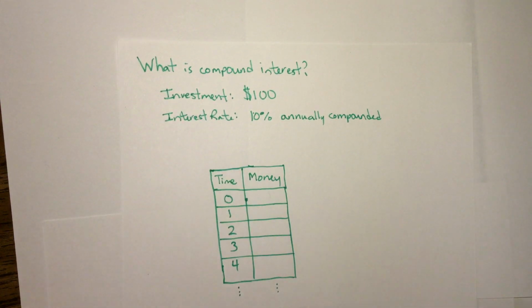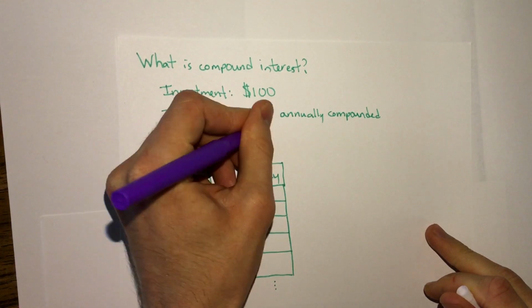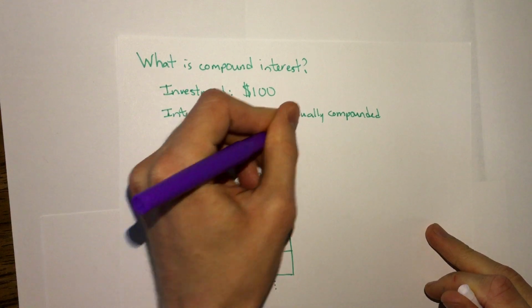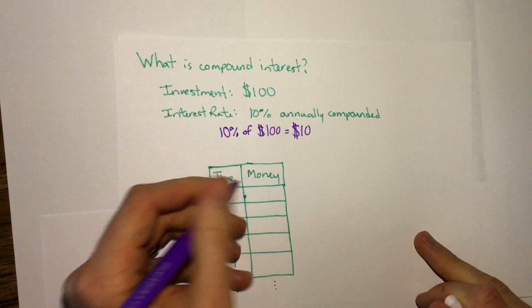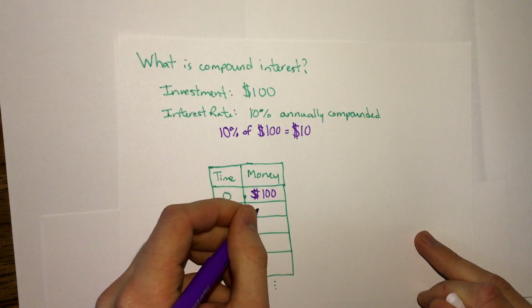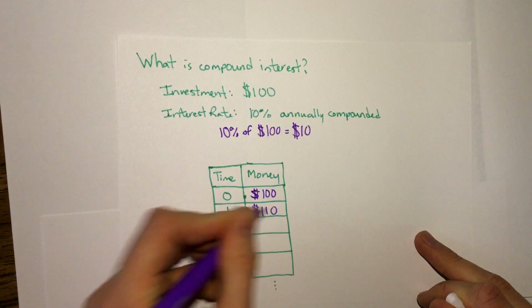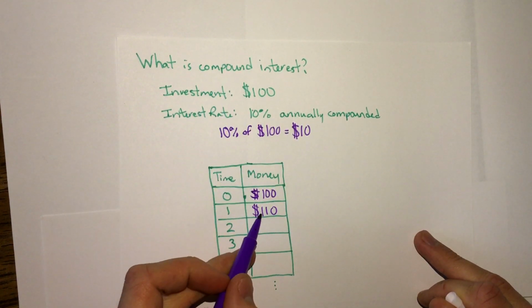So, to start with, 10% of 100 is $10, meaning if we start with $100, after 1 year, we'll have 10 more, $110. Now this is where compounding comes in.